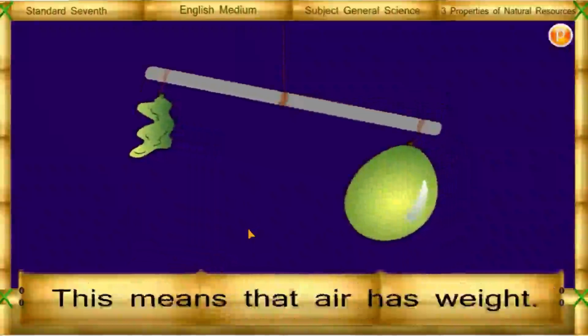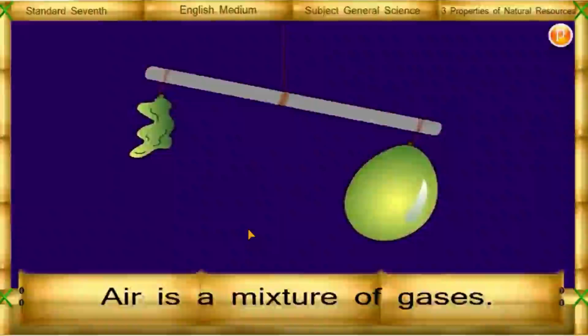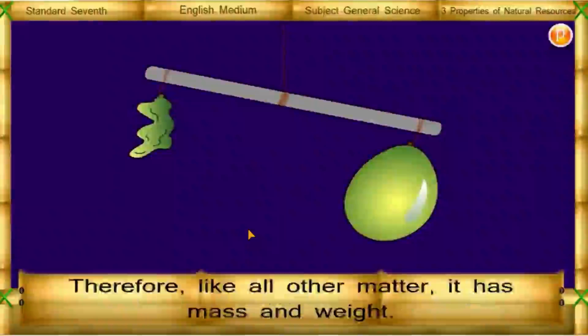This means that air has weight. Air is a mixture of gases. Therefore, like all other matter, it has mass and weight.